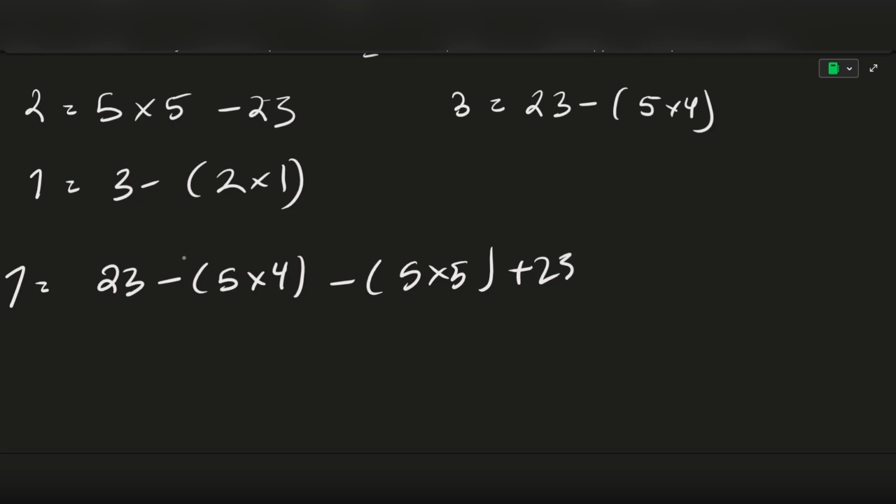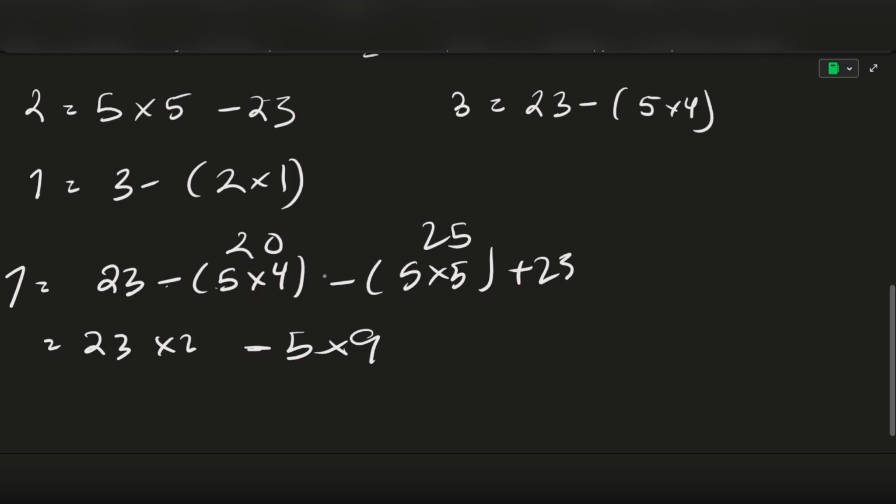So now we have to simplify all of this, of course. So 23 and 23 becomes 23 times 2. Then we have minus 5 times 4 minus 5 times 5. These two are both common with each other, so we'll only add these two with each other. So it becomes minus 5, which is both 5, times 9, which is the same as saying 20 and 25, which comes to 45. 5 times 9 is also 45.